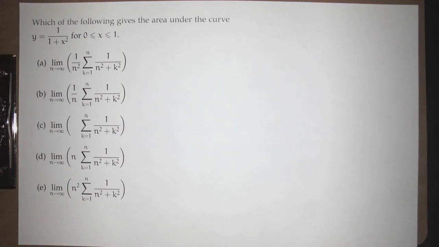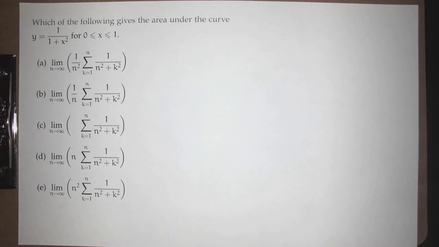Which of the following gives the area under the curve? And the curve is y equals 1 over 1 plus x squared, and we're going between 0 and 1. So we have a bunch of limits. And remember that right now our way to find area is as limits, so these are all Riemann sums. But one of them will actually give us the area, and 4 of them will not.